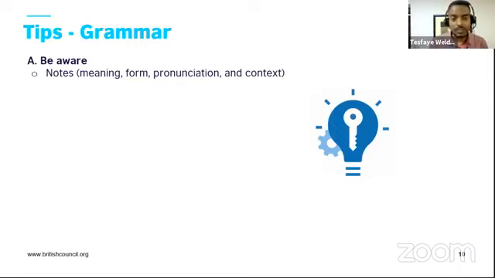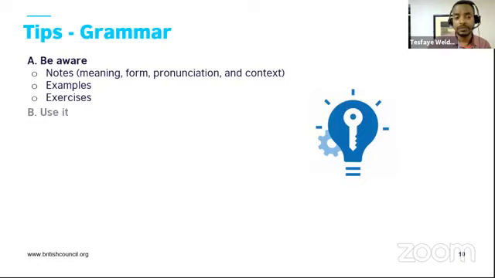For example, the contraction of have. So in day-to-day conversation, we don't say, I have been to Awassa. We say, I've been to Awassa. So you also need to learn the different aspects of that particular grammar item, not just the meaning. And examples help you with that.